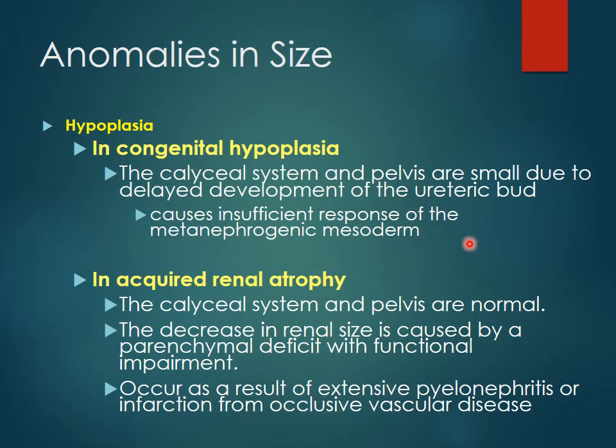For anomalies in size, we would discuss first hypoplasia. For hypoplasia, there are two types, congenital hypoplasia and acquired renal atrophy. In congenital hypoplasia, the calyceal system and the renal pelvis would be symmetrically small due to a delayed development of the ureteric bud. In acquired renal atrophy, the calyceal system and the renal pelvis would be normal in size.